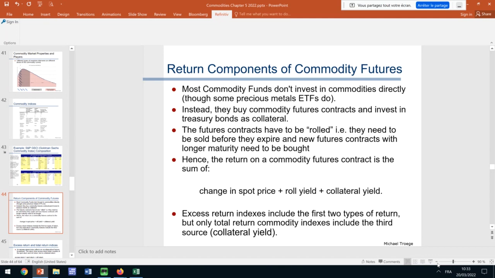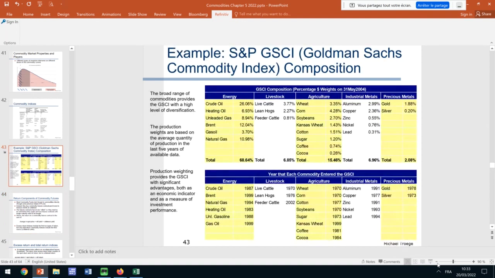So when maturity arrives, you will sell the contracts with the short maturity and you will buy new contracts with longer maturity. And then you wait again, and the maturity of these new contracts will get shorter and shorter. And at some point you again have to sell them and buy new contracts. This is the roll strategy, and this is what is explained here.